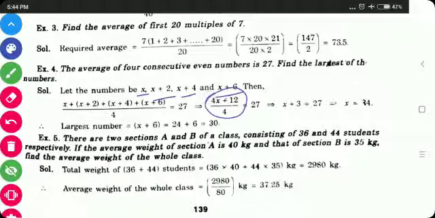If we take 4 common, it is x plus 3 is equal to 27. So x is equal to 27 minus 3, 24. So x is 24. The largest number is x plus 6. So 24 plus 6 is 30. So the largest number is 30.